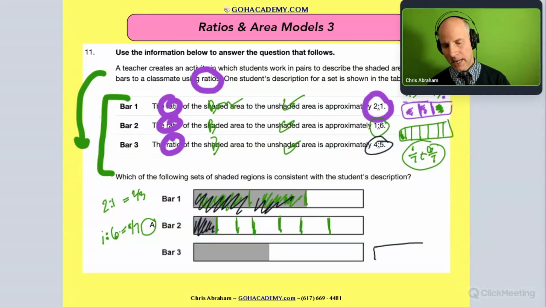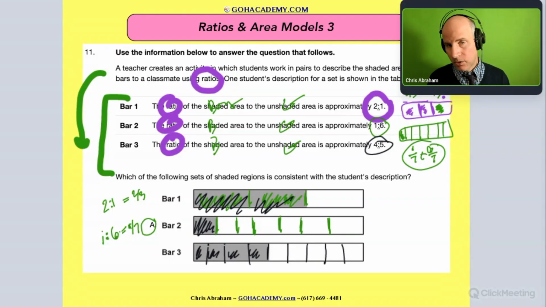Out of the 9 students, let's just use this one right here. It's hard to draw this, right? But this would be like 1, 2, 3, 4, 5, 6, 7, 8, 9, right? So out of 9 students, 4 of them are shaded, or 4 of them are boys. So this is 4 to 5, or another way of thinking about that is 4 out of 9 students, right?